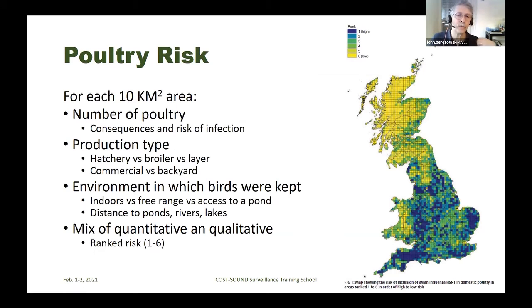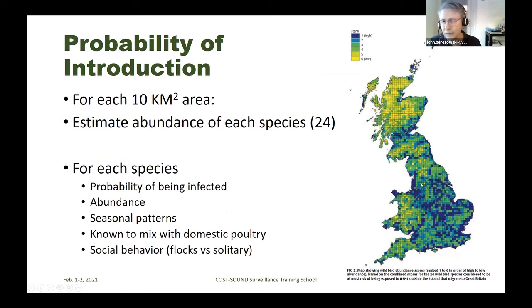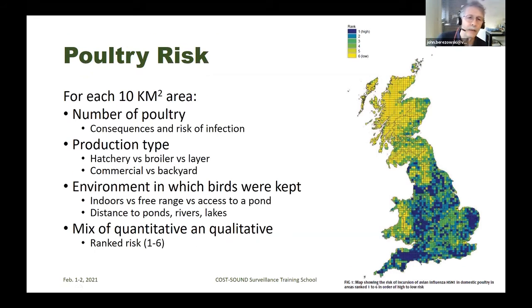The next step was, and so they created a map like this. So the dark blue is high-risk areas where there were lots of poultry, lots of wild birds that were reservoirs for H5N1. The yellow squares were areas where there were few of these birds present. Then they put in a number of poultry per 10 kilometer squared area, and this was the consequences to that 10 square area if there was an introduction.